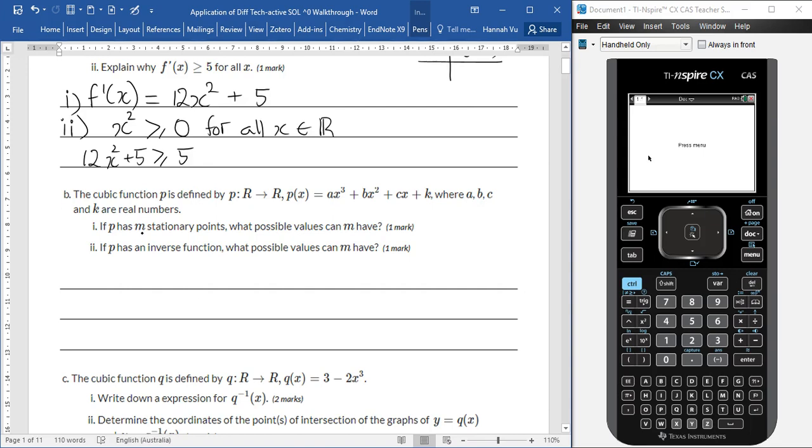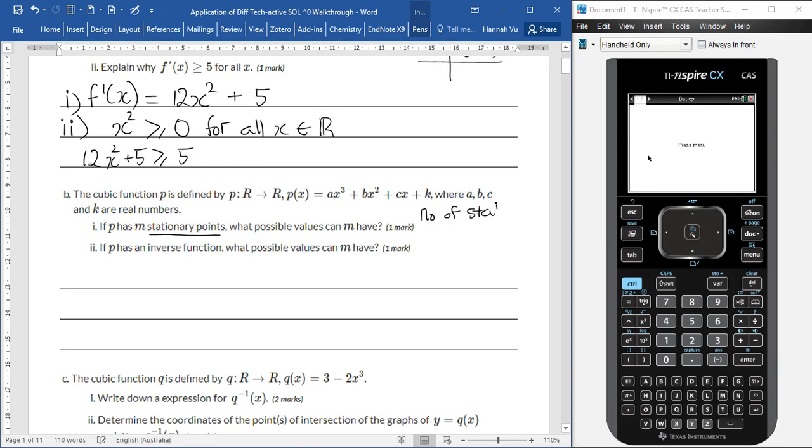If P has m stationary points, so m in this case would be the number of stationary points that P can have, P being the polynomial. What possible values can m have? Okay, let's say you read this question and you have no idea what to do. Because the question has stationary points, we're talking about the number of stationary points.